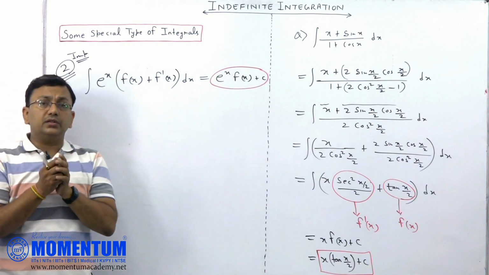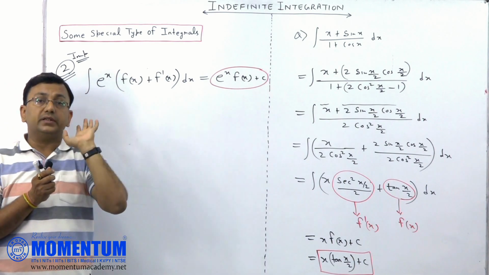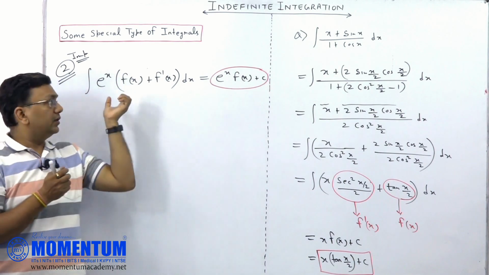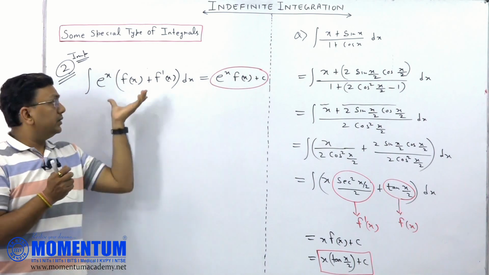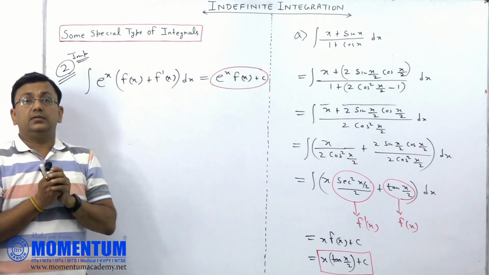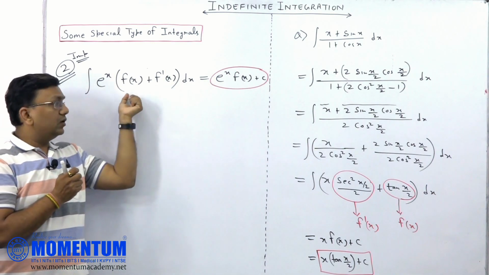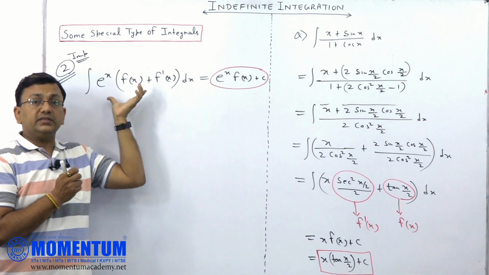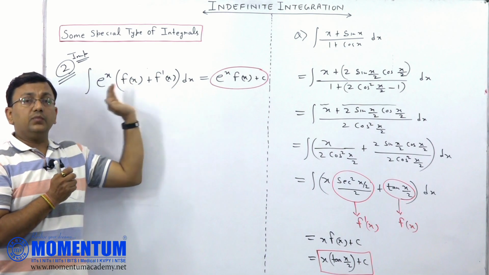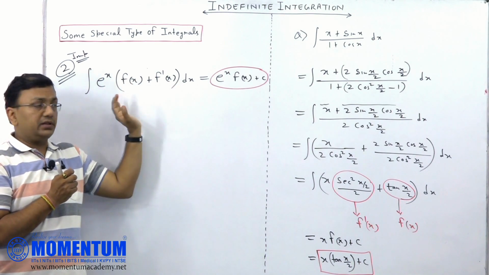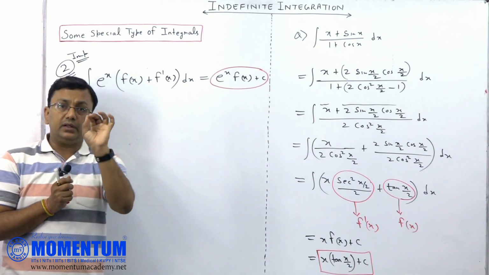Problem of integration where you find e to the power x, 99% chance may be of this integral. Whenever integral has e to the power x, always try to find this special integral. Can we have function plus derivative in multiplication with e to the power x? If yes, then direct answer, e to the power x and f of x.